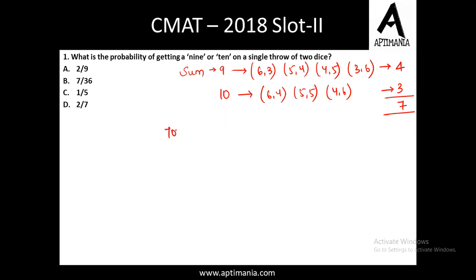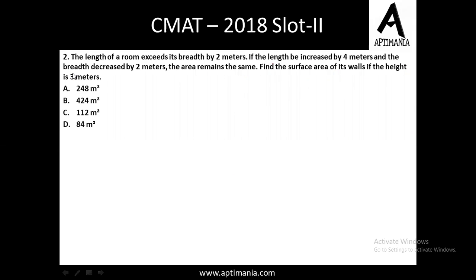Okay, talking about the total cases when I'm throwing two dice together will be 6 into 6, that is 36. So if I'm talking about probability, the favorable cases are 7 and total cases are 36. So probability will be 7 upon 36. So for question number 1, the correct answer is option B, 7 upon 36. Let's go ahead to the next question.